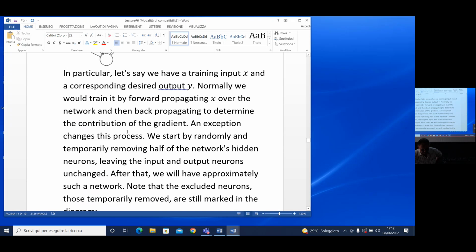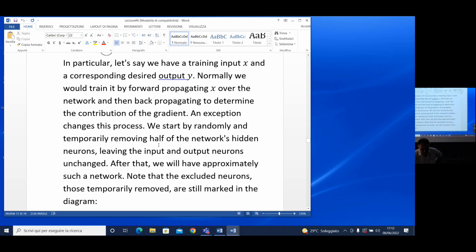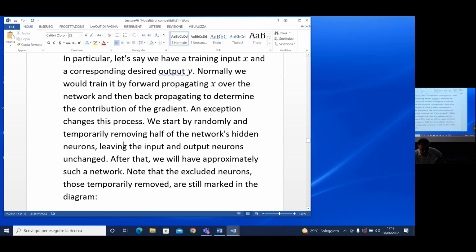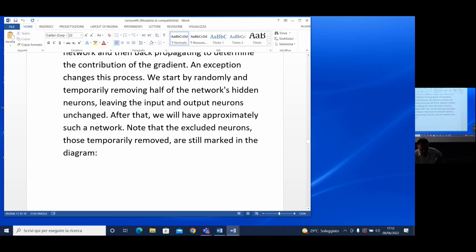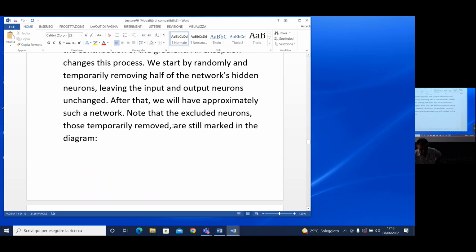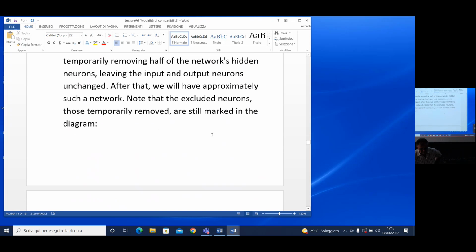An exception changes this process. We start by randomly and temporarily removing half of the network's hidden neurons, leaving the input and output neurons unchanged. After that, we will have approximately such a network. Note that the excluded neurons, those temporarily removed, are still marked in the diagram.